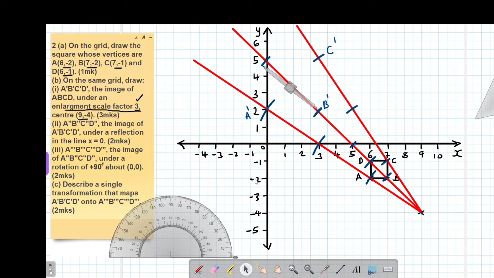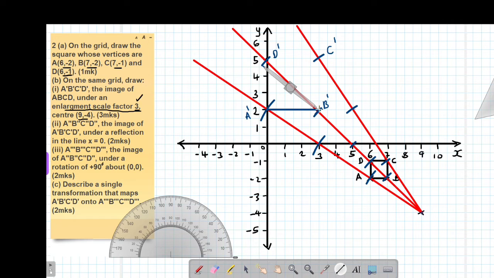So accurately, this point was supposed to come at this point here. So this is the D prime. Then after that, you are going to connect point A prime to B prime. So this is our A prime, and I'm going to connect it to B prime.